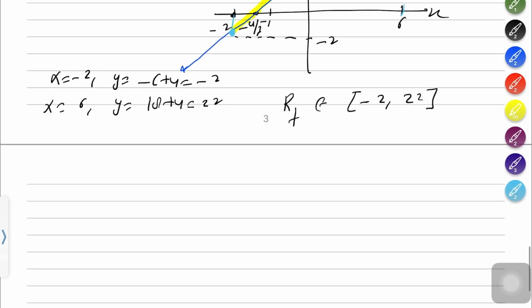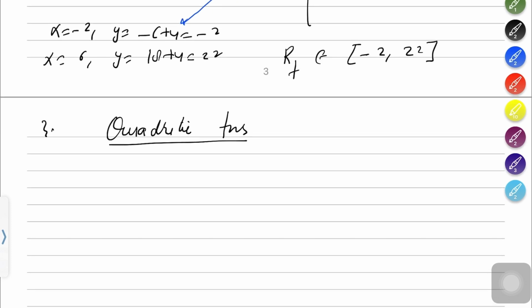Now let's talk third about the quadratic function. So in case of a quadratic function, let's say f(x) is equal to ax square plus bx plus c. This is a quadratic function. Obviously a should not be 0, otherwise this function turns out to be linear. So we are talking about the quadratic function.